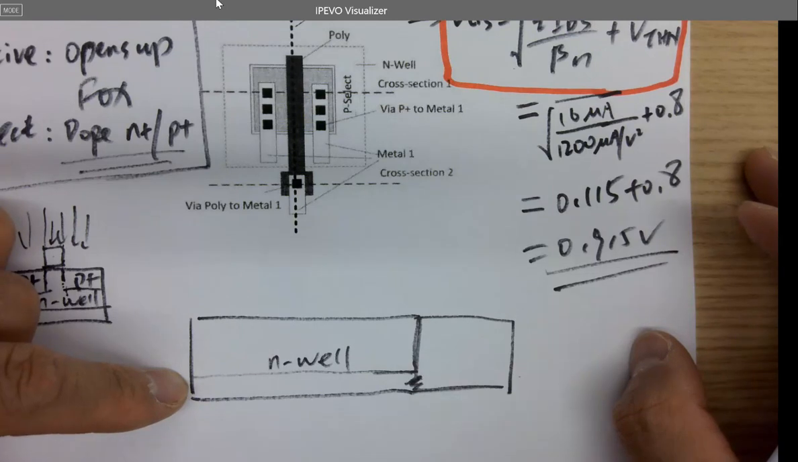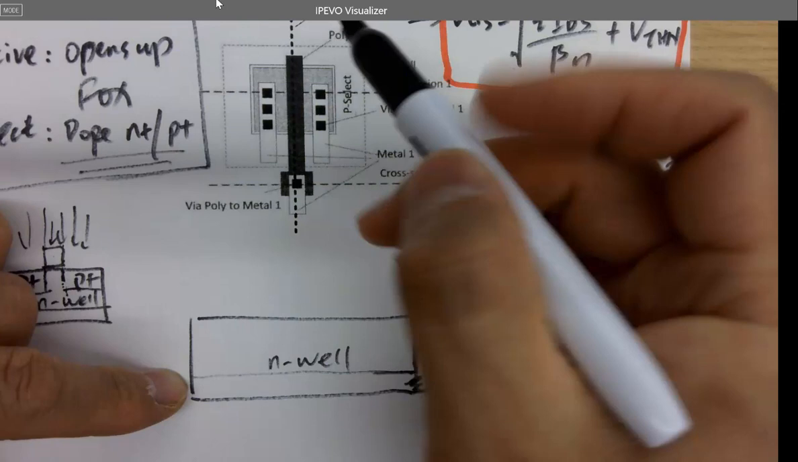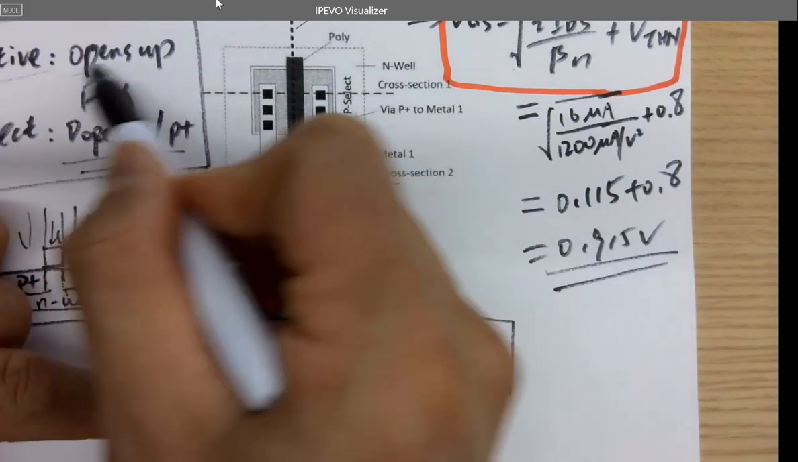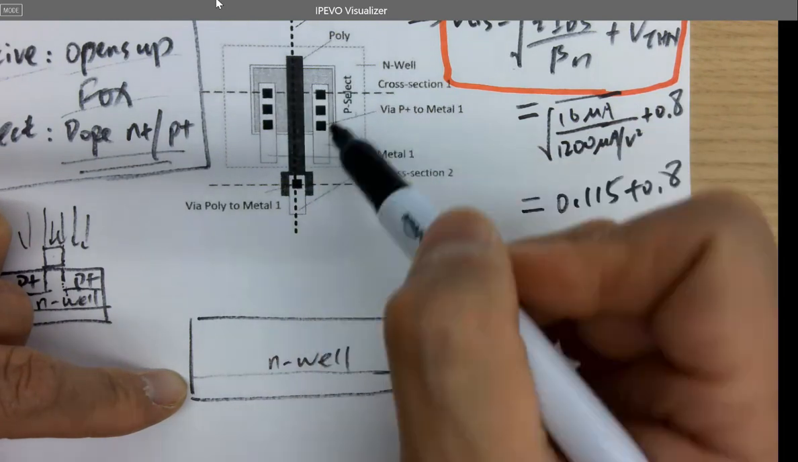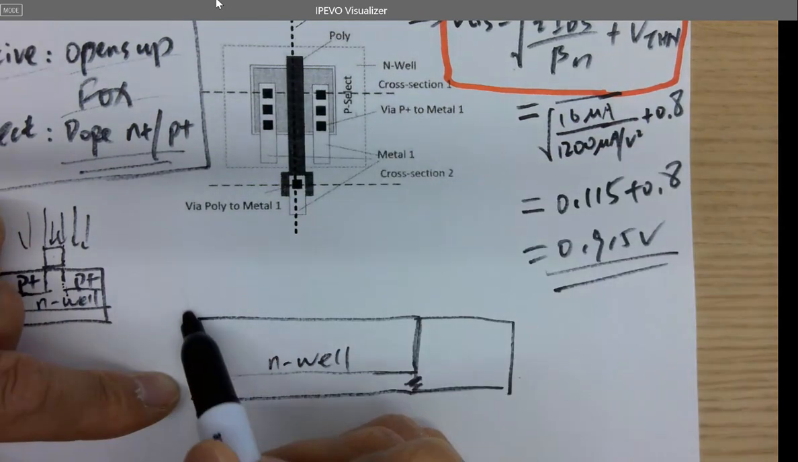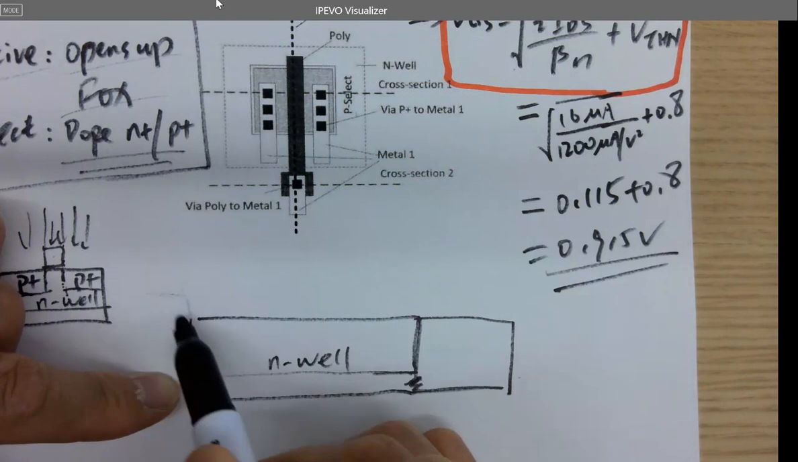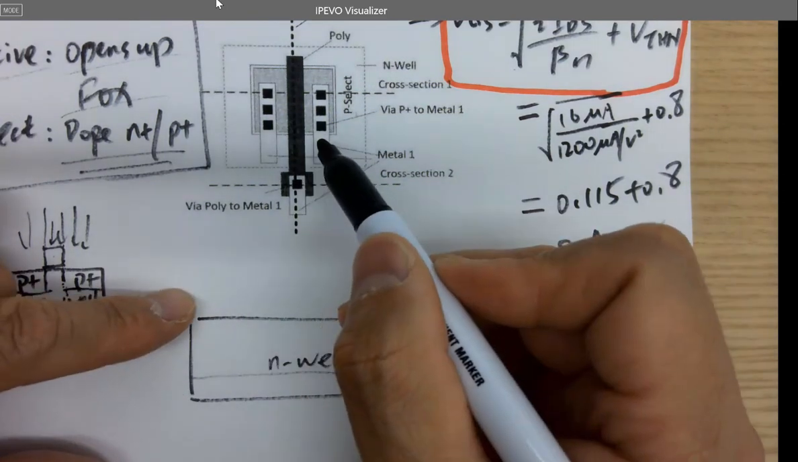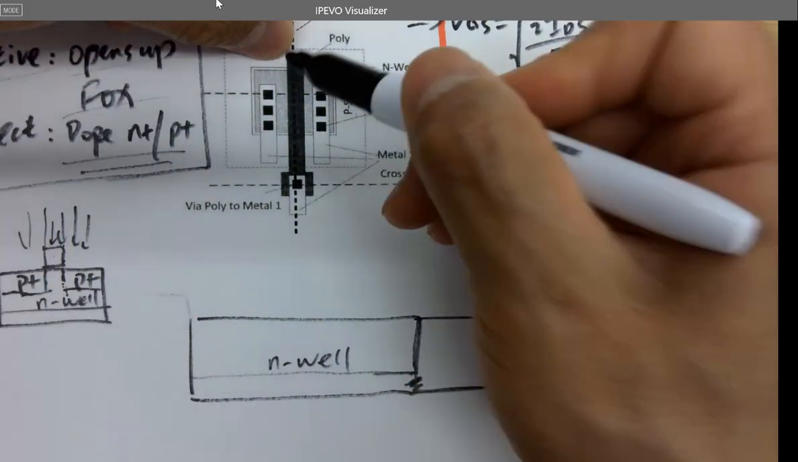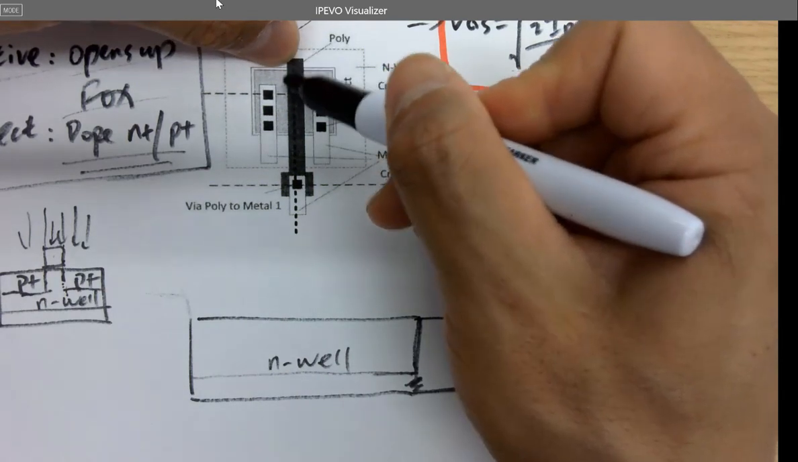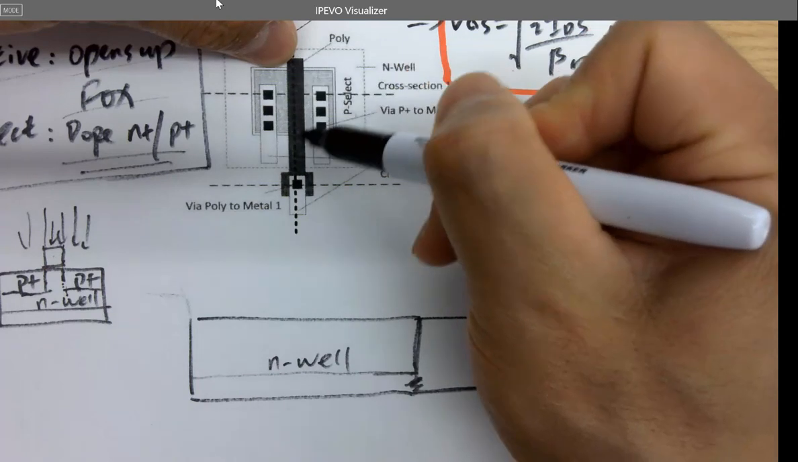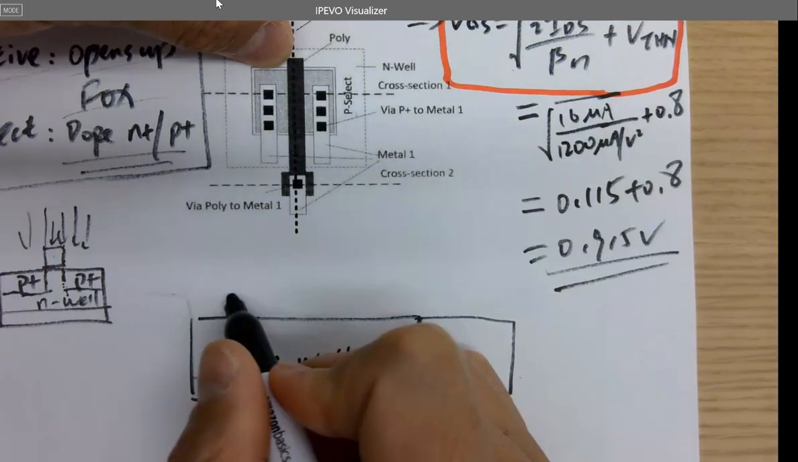And what's next? You have a field oxide, Fox. So active opens up the Fox. When you fabricate a transistor in here, actually the Fox is gone, but it should be here, you know. So from this side, you got a little Fox. No, this area shouldn't have any Fox. So it's actually here and here.